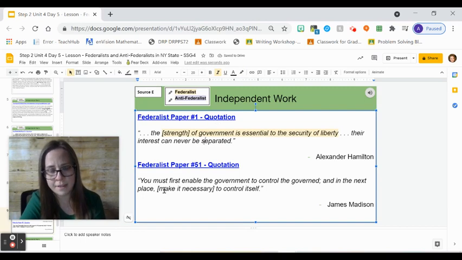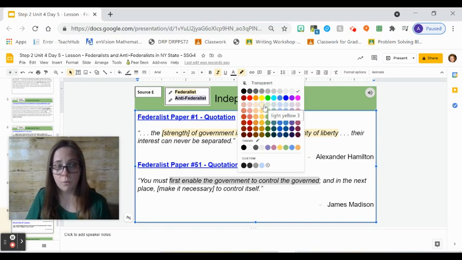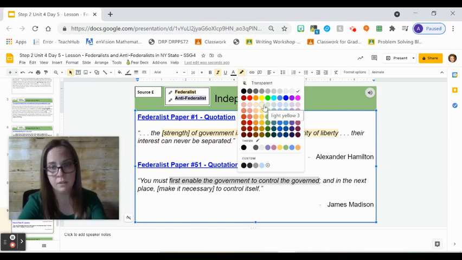Now let's look and see what James Madison said. You must first enable the government to control the governed, and in the next place, make it necessary to control itself. It kind of seems like he's saying that the government needs that power in order to be able to make real change occur. They need to be able to have say. And as we remember from our previous studies, before the Constitution, when we had those Articles of Confederation, they needed something stronger in place so that everyone would listen.